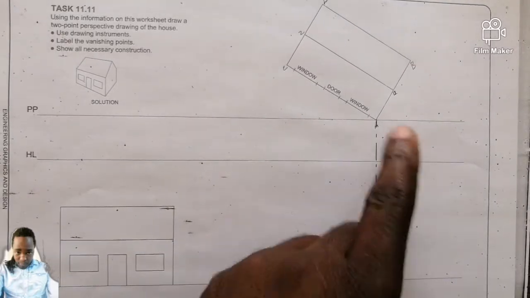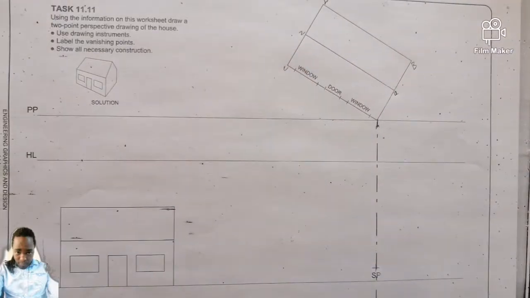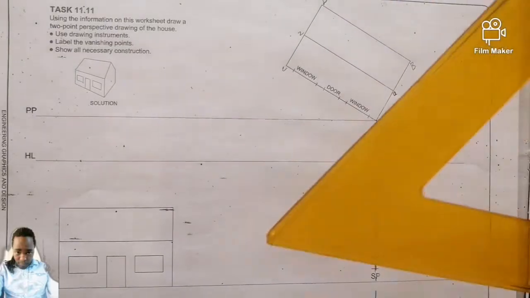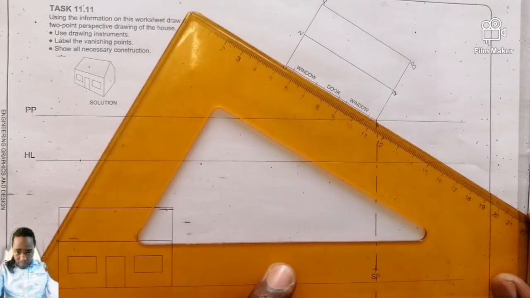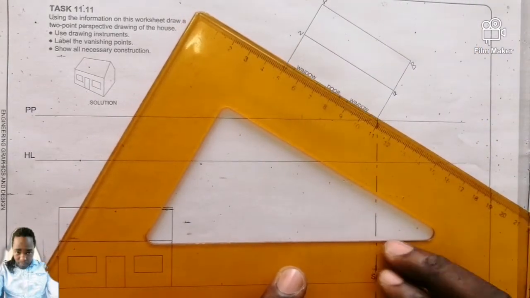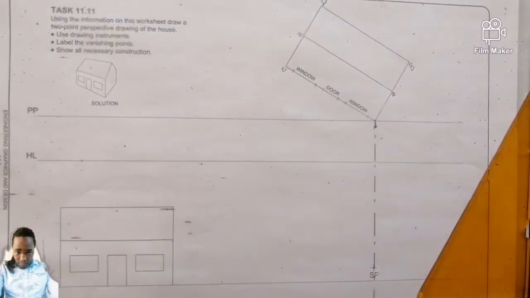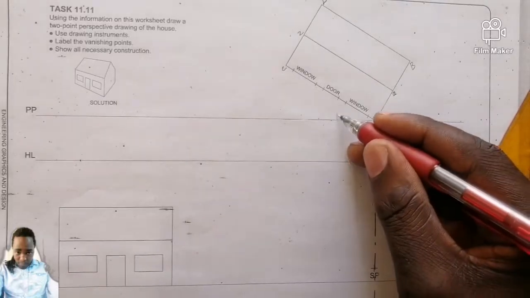If this one is 60, definitely this one is supposed to be 30, because 30 plus 60 gives us 90. So this is 60, which means this one is 30. This is 30 in the clockwise direction and this is 60 in the anti-clockwise direction. Which angle am I talking about? This one, and this one.